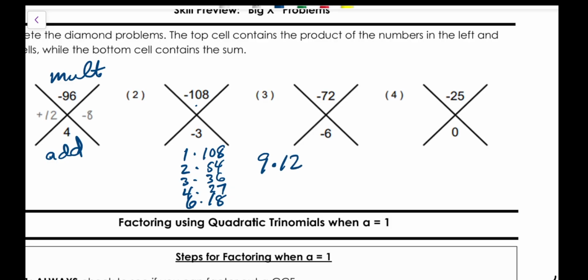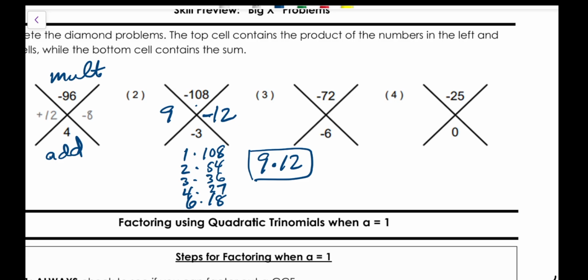Okay, now I know that this is going to be the pair because the separation between the two is 3. So one's 9 and one's 12, but then I got to figure out which one's negative. And since it adds to be a negative 3, that means that the 12 has to be the negative. Anyway, this is a skill that we're going to need to have for factoring in just a minute.